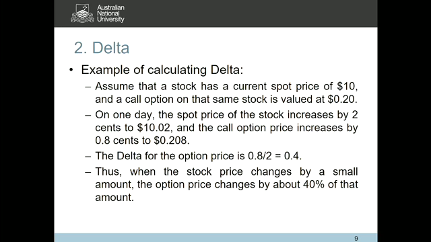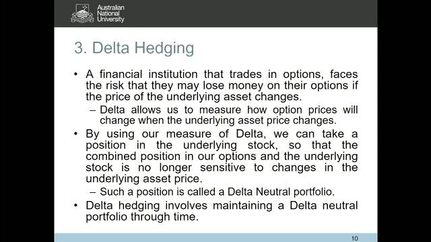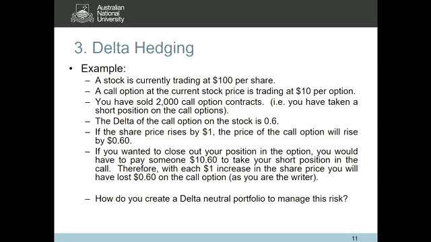Okay, so here we have an example. On one day, the stock price increases by 2 cents and the option price increases by 0.8 of a cent. Okay, so these are very small changes in the underlying asset price. My 0.008 divided by my 0.02 gives me 40%. So when the stock price changes by a small amount, I expect the option price to change by 40% of that particular amount. So we've spoken about that. Okay, so let's have a look at an example about how we'd make a delta neutral portfolio.